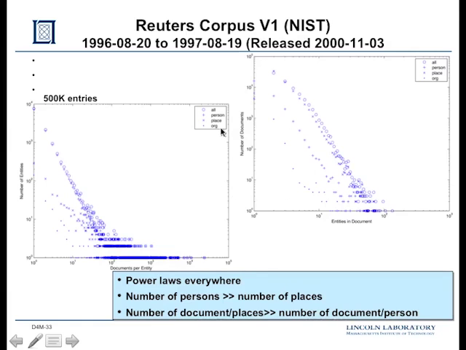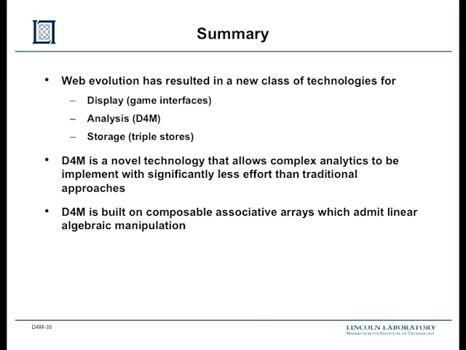So with that, we're going to do it in the demo, and just to summarize, recall that the evolution of the web has really created a new class of technologies. We really see the web moving towards game-style interfaces, triple store databases, and technologies like D4M for doing analysis.